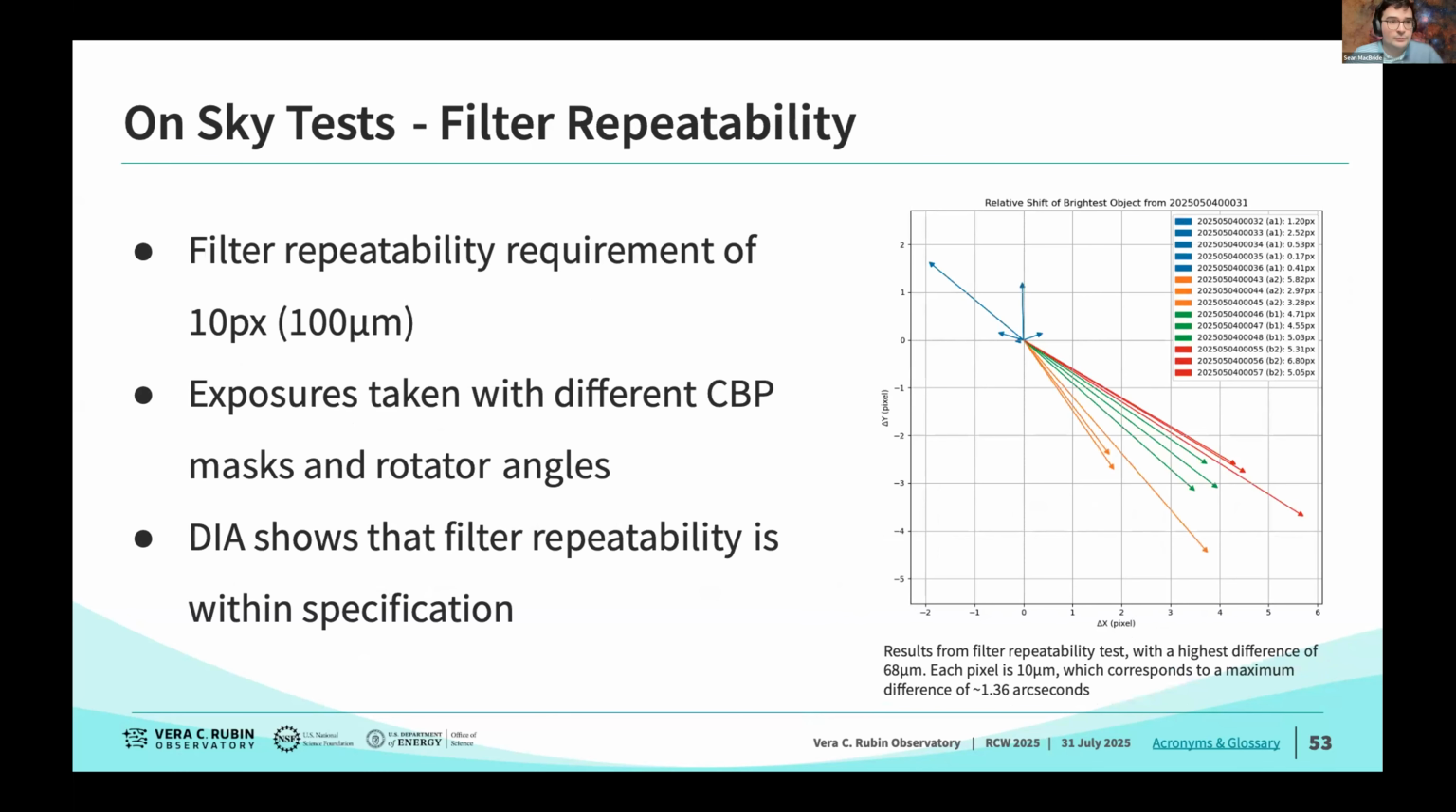An additional test that we took in the following weeks after first photon was evaluating the repeatability of our filter changer system. We established a requirement of about 10 pixels or 100 microns, and we took different exposures using the collimated beam projector, different masks and different rotator angles. And we performed a difference image analysis that showed we are well within our specification. We only noted a maximum difference in filter repeatability of about 68 microns, where our specification was 100. So this was one place where we were able to safely satisfy a system requirement.